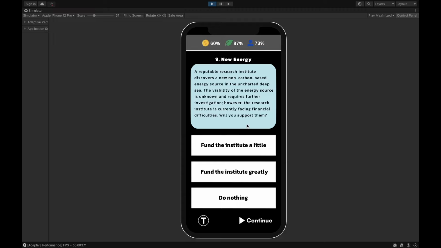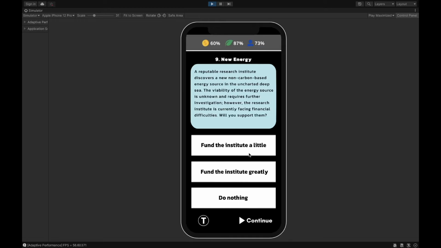So a reputable research institute discovers a new non-carbon-based energy source in the uncharted deep sea. The viability of the energy source is unknown and requires further investigation. However, the research institute is currently facing financial difficulties. So will we support them?